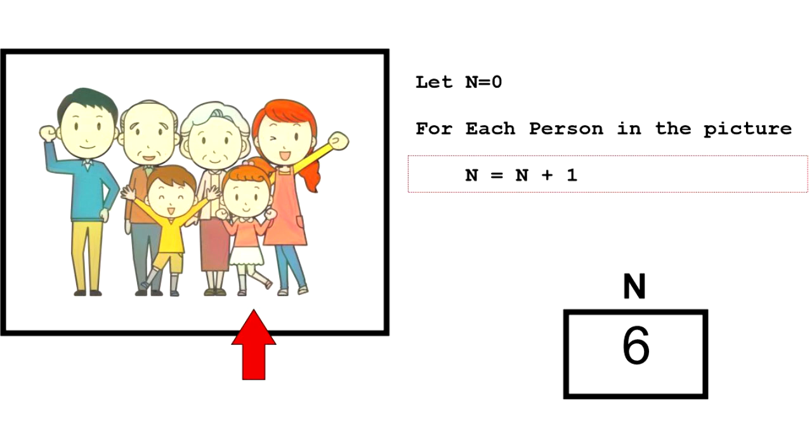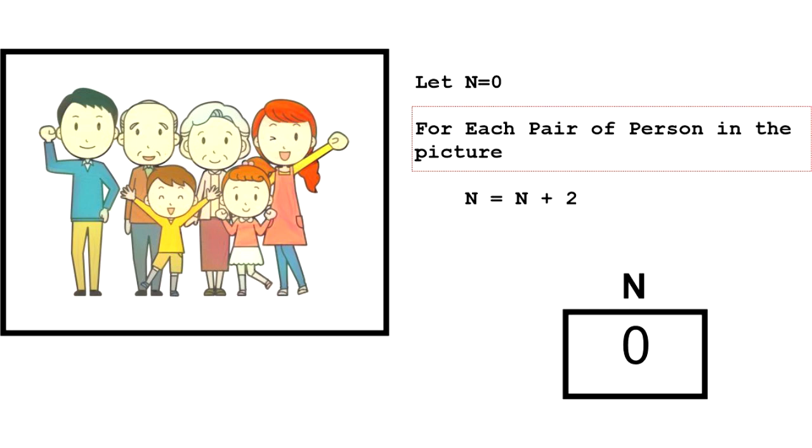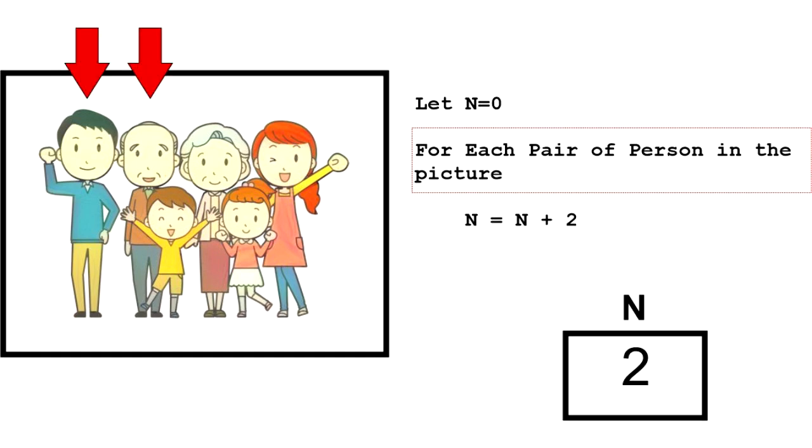But maybe we can make it even faster. How? Maybe we can make it faster by counting by twos, by pairs. If we're going to count by pair, let us now do some changes in our pseudocode. So I'm going to replace the start of the loop into for each pair of persons in the picture. And then instead of adding 1, I'm going to count by 2. So I'm going to add 2 to my variable n.